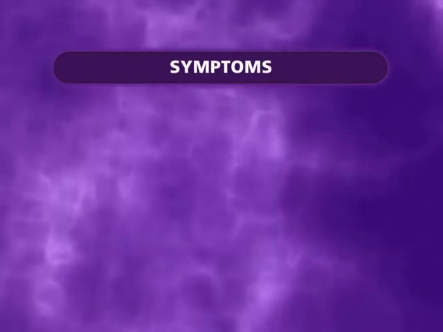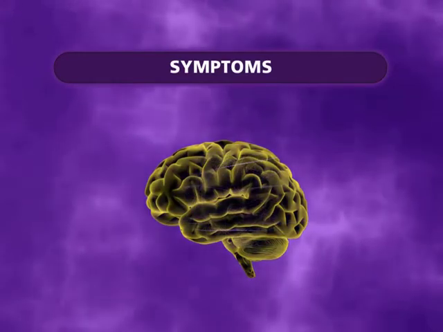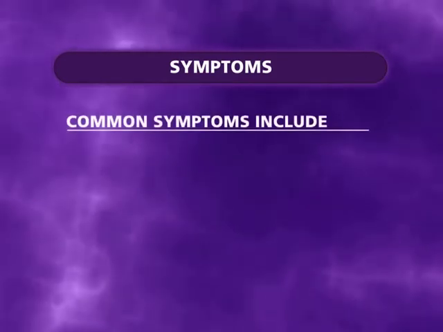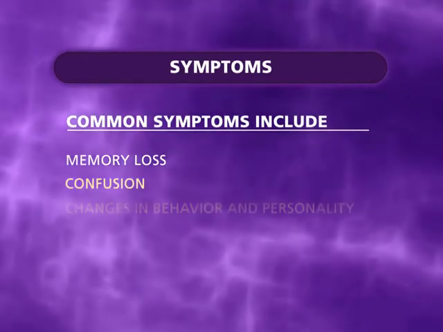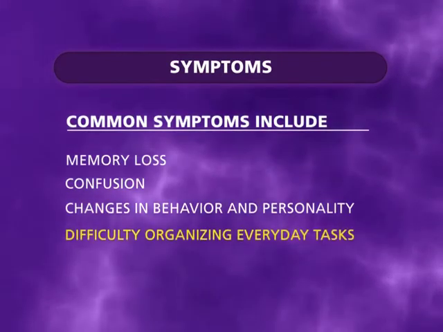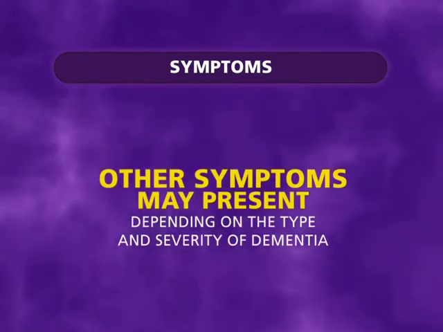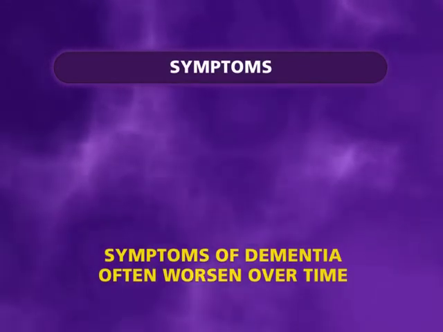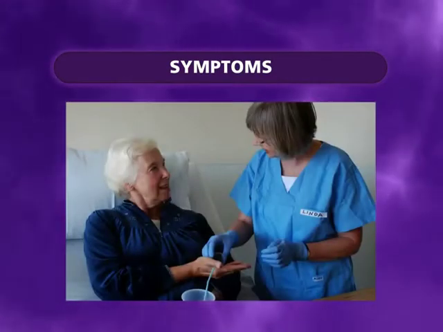Symptoms. As dementia progresses, brain cells will lose the ability to function properly. This loss of function will present in a number of different ways. Common symptoms of dementia include memory loss, confusion, changes in behavior and personality, difficulty organizing everyday tasks. Depending on the type and severity of dementia, other symptoms may present. Symptoms of dementia often worsen over time. While there is currently no cure for dementia, there are medications that may help slow its progression.